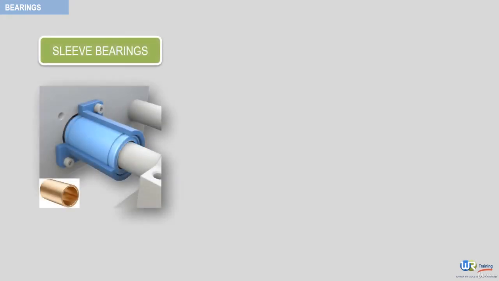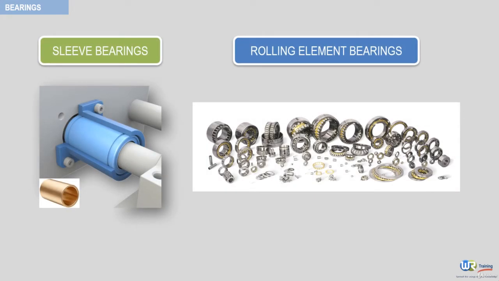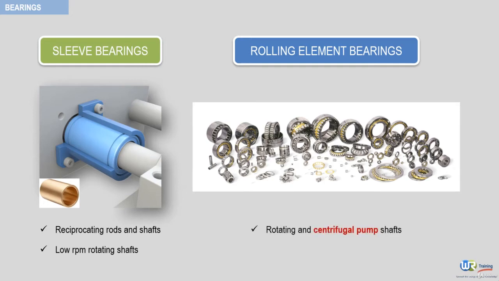In order to understand bearings and their application in the world of pumps, it's best to consider some of the fundamentals and terminology of bearings. Pump bearings have two general classifications: sleeve bearings and rolling element bearings. The sleeve bearing is used mostly on reciprocating rods and shafts and on some low RPM rotating shafts. For rotating and centrifugal pump shafts, the rolling element bearings have almost displaced the older sleeve-type bearings.